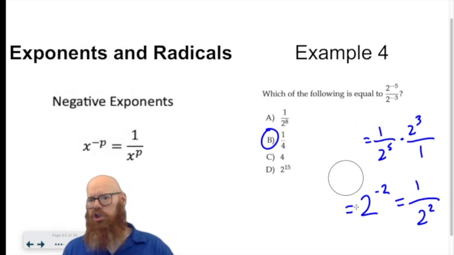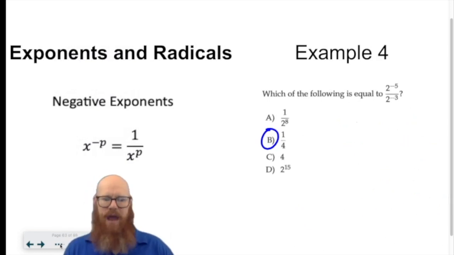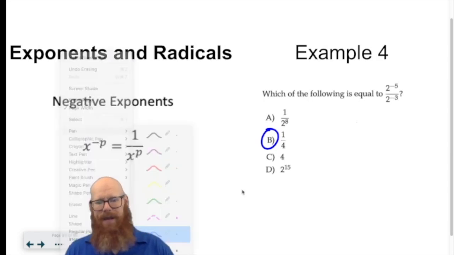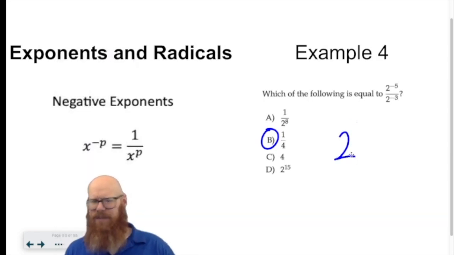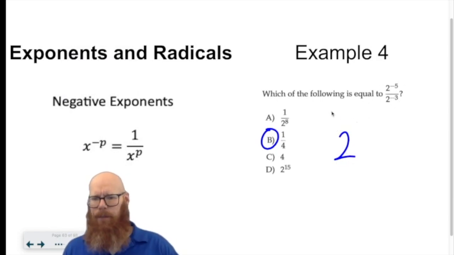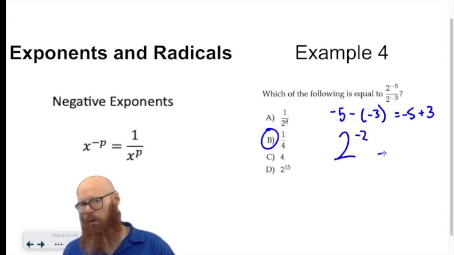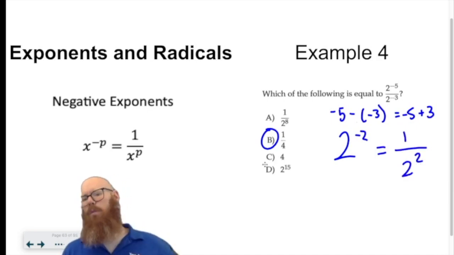We could just start with the division property, which says we could just subtract our exponents. You do have to be very careful, though, because a lot of us tend to make mistakes when subtracting negatives. So we're really doing -5 minus -3, which is really -5 plus 3, which is -2. So we can get 2 to the -2 right away as long as we do it appropriately, and then realize that that's 1 over 2 squared, which is really 1 over 4. So that's the way that I would do it.